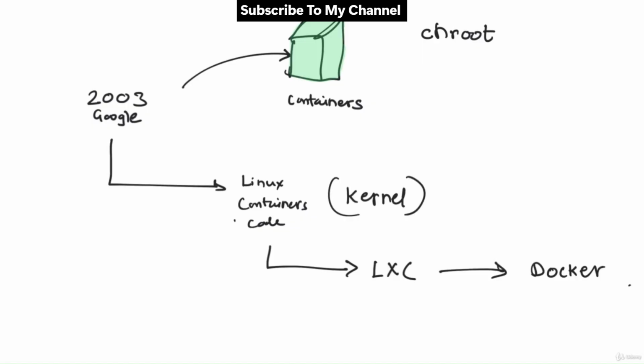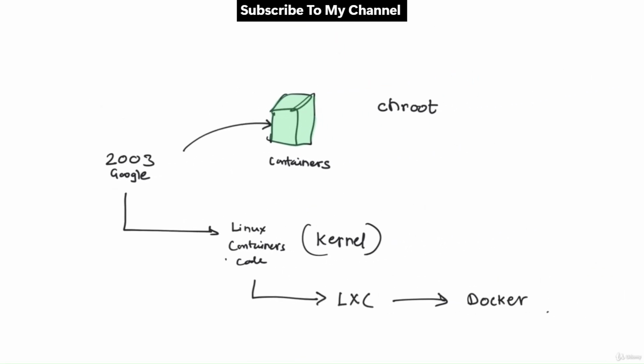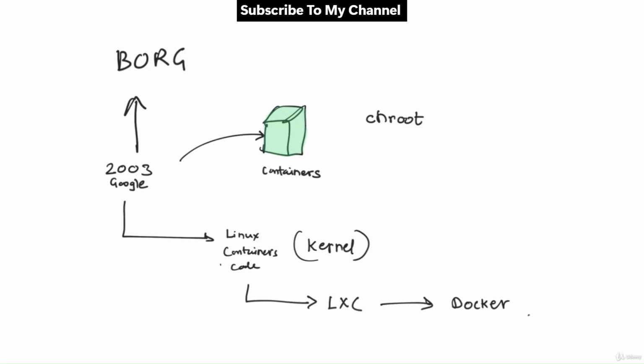So when in 2003 Google started migrating their workloads to containers, they needed a system to manage these containers, and that too at the Google scale. So they designed a system and named it Borg. Borg was their unified container management platform.